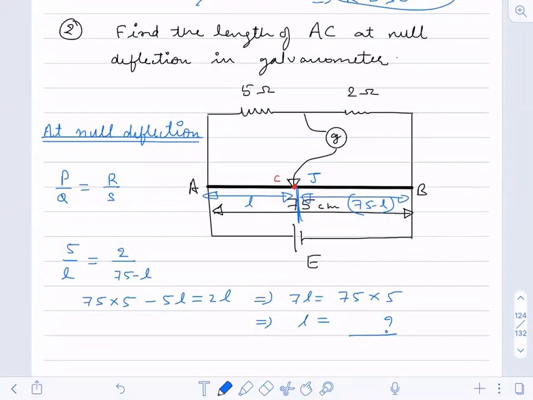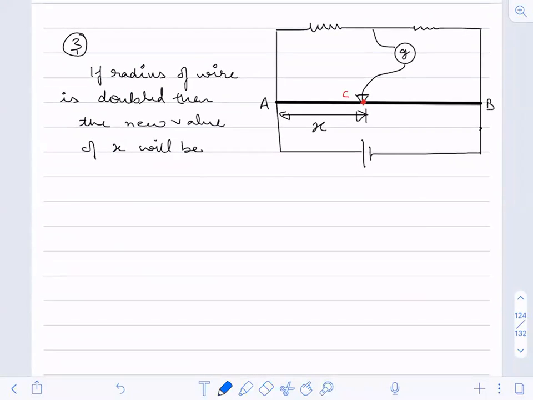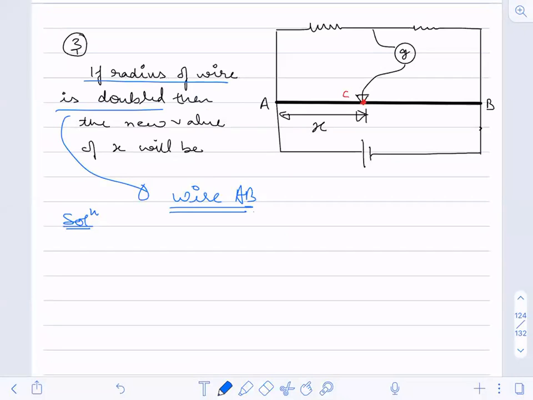Now the next question, let us see. In this question, it is saying that if the radius of the wire is doubled, that means for wire AB, then the new value of X will be.